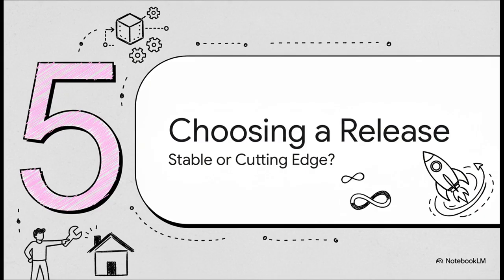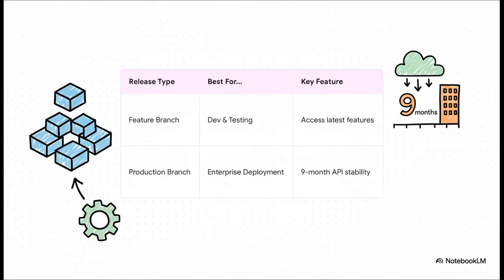Okay, one last, and I mean crucial, decision to make for any serious project, choosing your Omniverse release. This is really about balancing the need for rock-solid production stability against the desire to play with all the cutting-edge new features. It pretty much breaks down like this. The feature branch is for development. It gets updated all the time with the latest and greatest tools, so it's perfect for building and testing. But when you're ready to go live, you switch to the production branch. This version is all about enterprise stability. It guarantees a stable API for 9 months, which ensures your live application stays totally reliable.